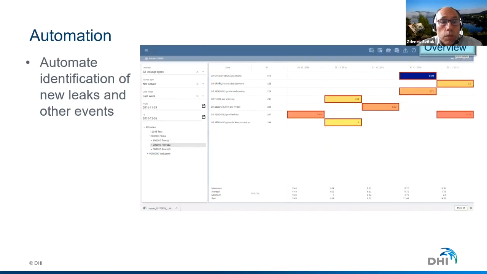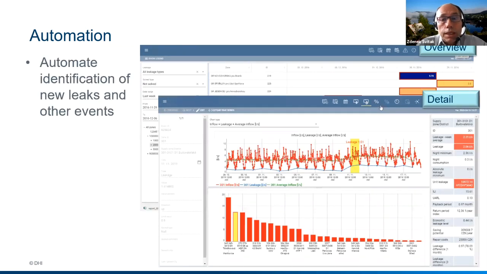Regarding automation, the most important is identification of new leaks and other events. The tool shall provide a very good overview of all the events which are identified, about the status of the event in a workflow. It shall also provide very detailed information about the event. It means analyzing the situation, the data which led to the indication of the event, which you can see in this graph.